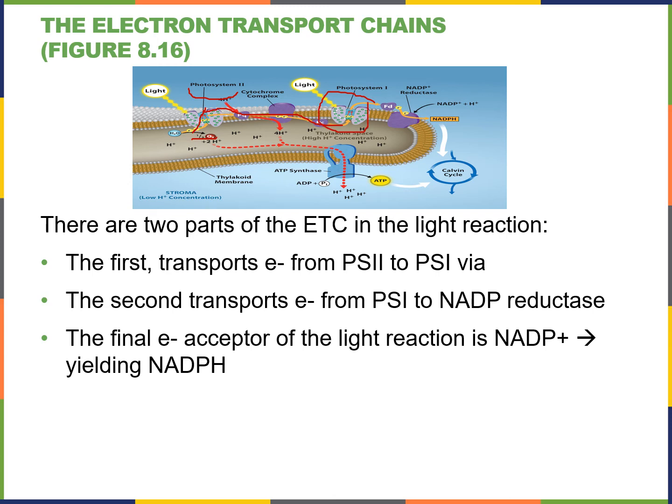And what happens in photosystem 1 is going to be the reduction of NADP to NADPH. So that's via the enzyme NADP reductase. So that's going to turn NADP into NADPH.